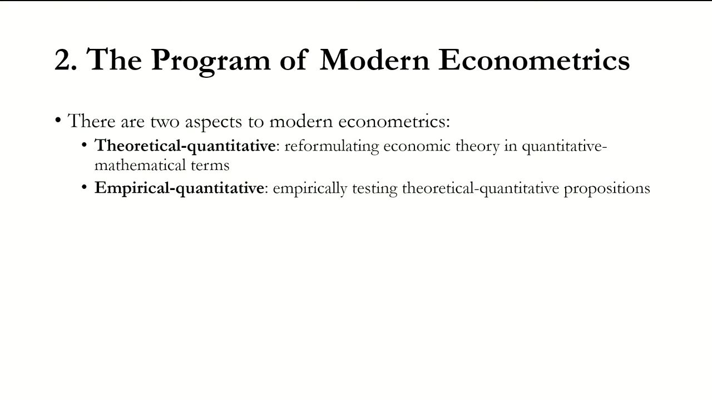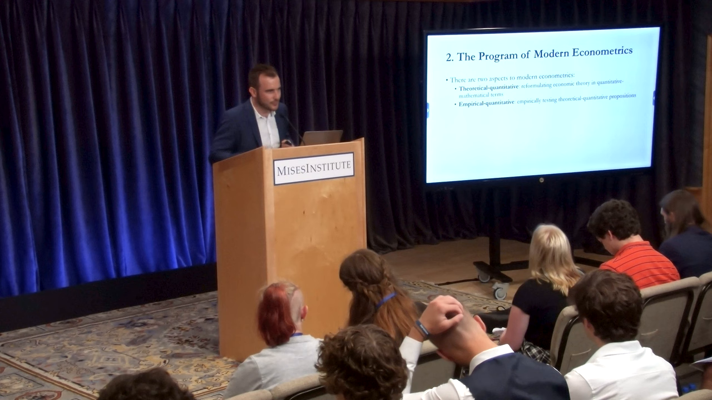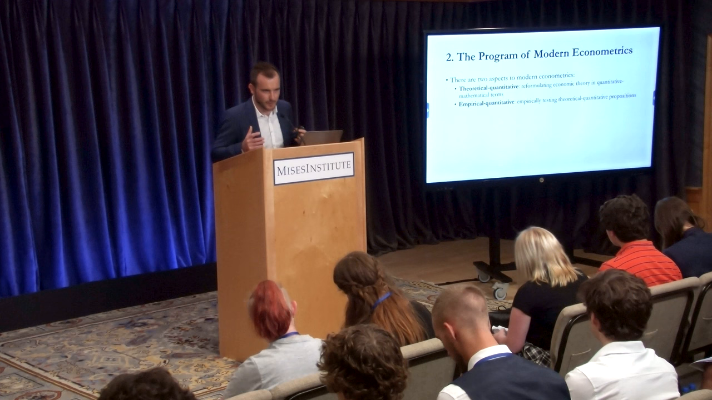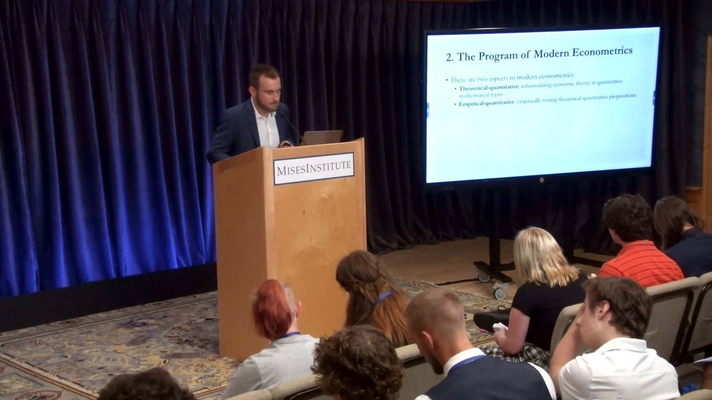In his own 1926 paper, he argues that there are really two aspects to accomplishing this. There is what he called the theoretical quantitative aspect, and then there is the empirical quantitative aspect. Under the theoretical quantitative aspect, he understands the mathematical reformulation of economic theory, and the formulation of economic theory in terms of at least potentially measurable magnitudes and variables. We cannot really use things that are unmeasurable, unobservable, and not quantifiable. We have to boil economic theory down to something that is measurable, observable, and can be treated mathematically. So that's the theoretical quantitative element, the reformulation of economic theory.